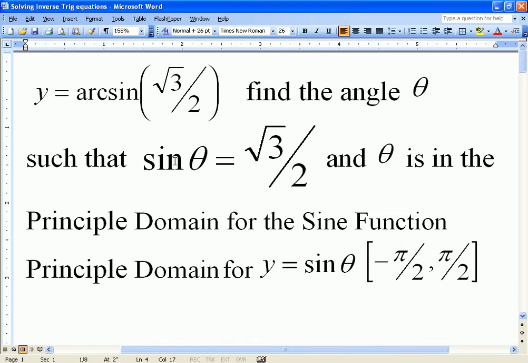And as soon as it says arc sine, it means that the angle theta we are solving for has to be in the principal domain for sine. Now, the principal domain for sine is from negative pi over 2 to pi over 2. That is angles in the fourth quadrant or the first quadrant.